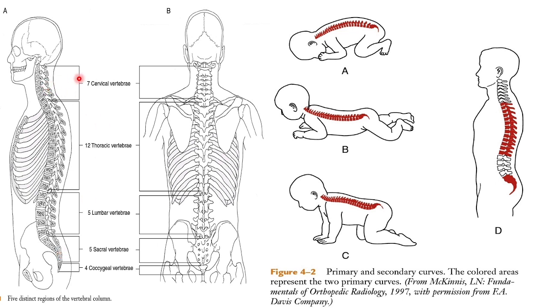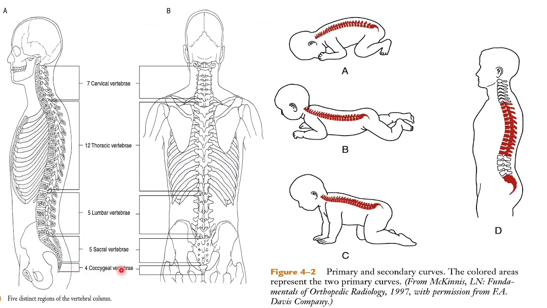The first region, the cervical region, consists of 7 vertebrae. The second region is the thoracic region, otherwise known as the dorsal region or dorsal vertebrae, which consists of 12 bones. The third region is the lumbar region, which consists of 5 vertebrae. The fourth region is the sacral region, which consists of 5 vertebrae in a fused manner. And the fifth region is the coccygeal vertebrae, which consists of 4 bones, also fused like the sacral vertebrae.